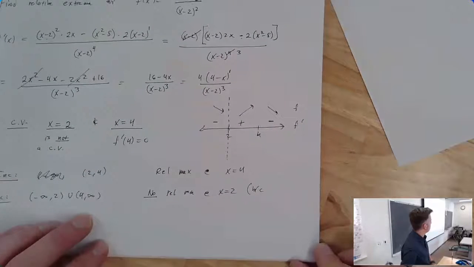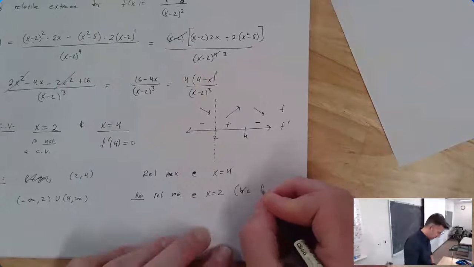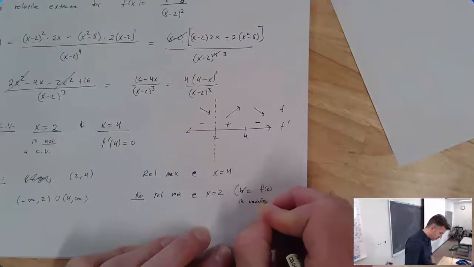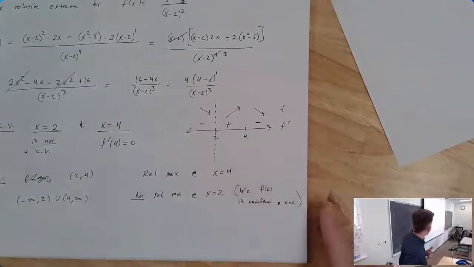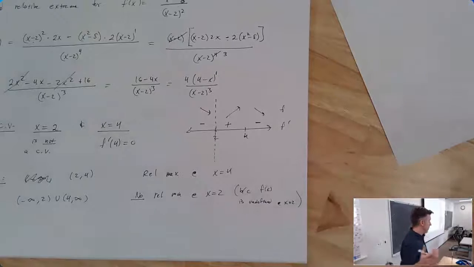Well, I would say yes, but I would really go back to more because f of x is undefined at 2. But that's why it's not a critical point. So for the same reason it's not a critical point, we don't have a relative minimum there because the function is just not defined at 2.